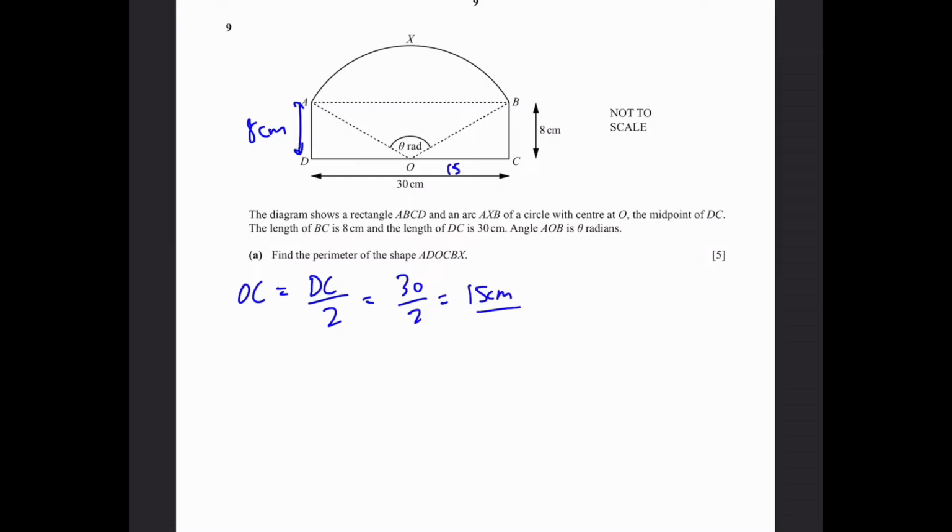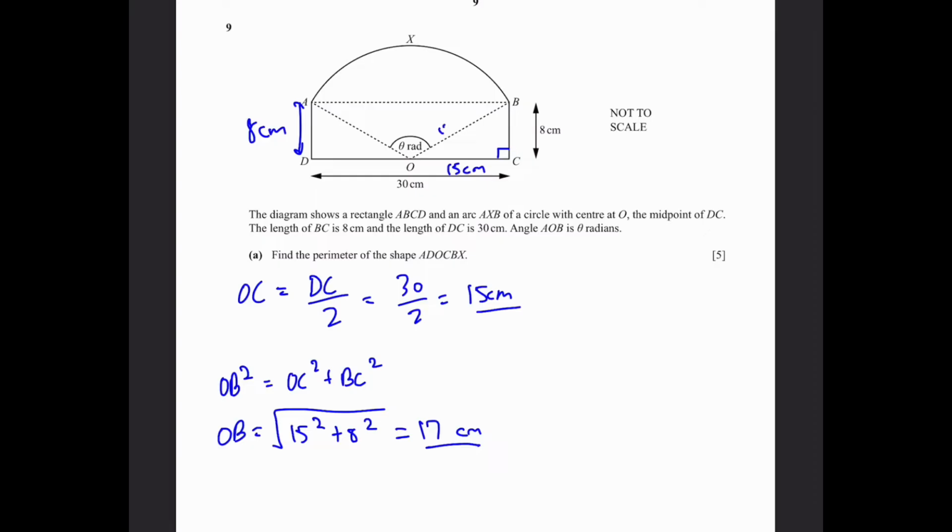So once you've got 15 centimeters here, we know that this is a right angle triangle, triangle OCB. So we can use Pythagoras theorem to find OB. OB squared is equal to OC squared plus BC squared. And that means OB is equal to the square root of OC squared plus BC squared, which is 15 squared plus 8 squared. Now this turns out to be 17 centimeters. So we found the radius, which is 17 centimeters.